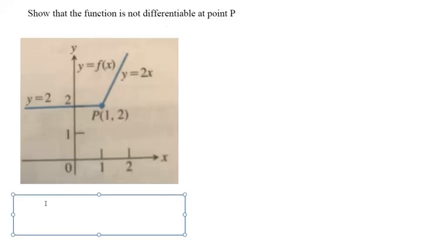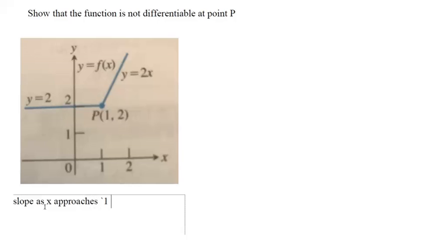So the slope as x approaches 1 from the left is 0. There is no change. It's always a constant 2. But the y values are constant 2. For this one over here, the slope is 2. So the slope as x approaches 1 from the right is 2. Every tangent line you graph is going to have a slope of 2. So that's why it's not differentiable at point P, because the slopes from the left and the right are not the same.